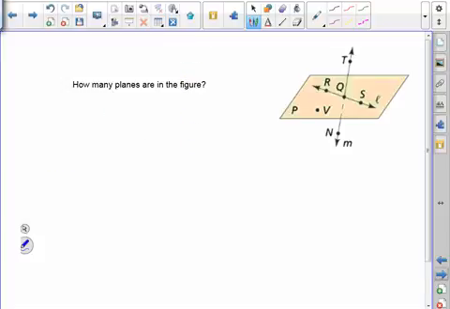Okay. Now here's where things are going to start to get interesting. How many planes are in the figure? What I want you to do at this point is go ahead and pause the video and think about it. How many planes are in the figure? Because the answer that most people are going to go with is not the correct answer. All right, and I want you to try and think about it for a second. So pause the video and try and figure out how many planes you see.